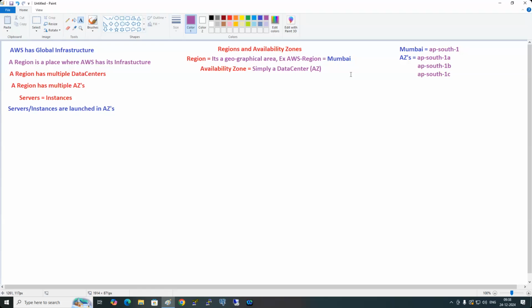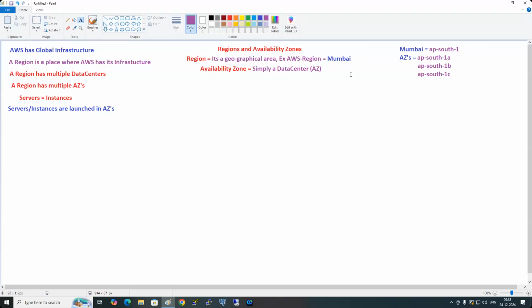Good. So a region has what? Data centers. A single data center or multiple data centers? Multiple data centers. So what are these data centers called? Availability zones. Availability zones will be under regions. No need to get confused here.